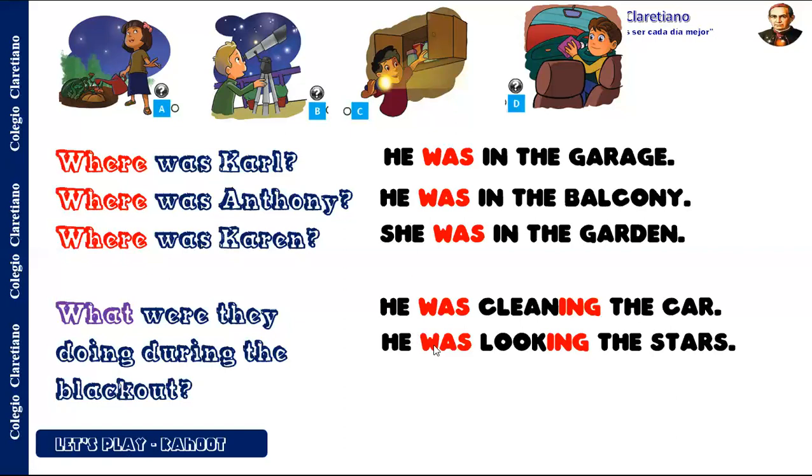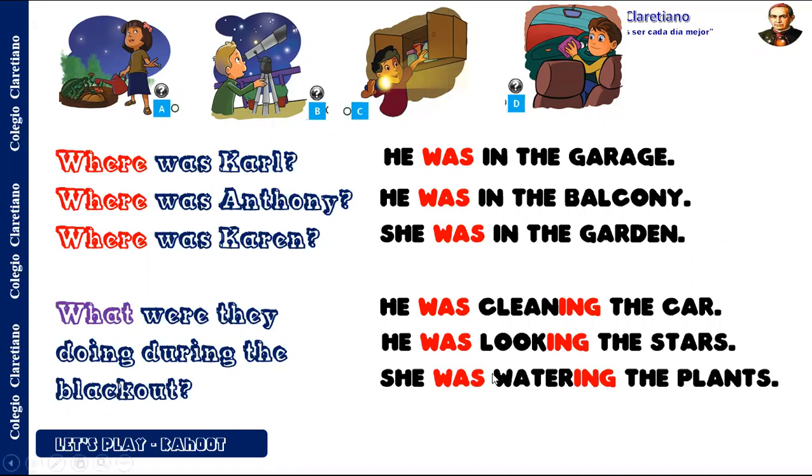Karen is, she was... What action is this? Isn't it in the vocabulary, Daniel? Water the plants. Very good. She was watering the plants. You see? Okay. Questions similar to this one are going to be in the game, in Kahoot. So let's go, please, to Kahoot.